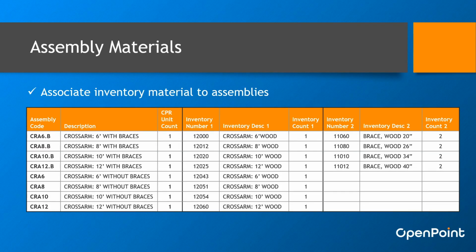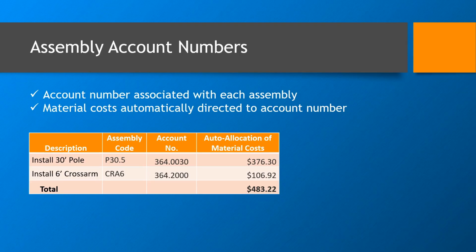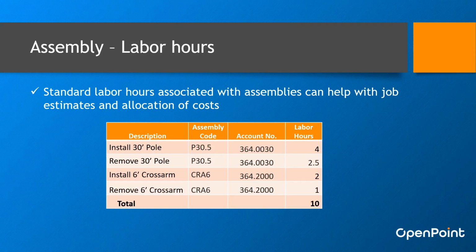Here we can see those assemblies expanded so we can see the material used, and we notice that the top 4 have multiple different types of material while the bottom 4 only have 1. So assembly account numbers. Account numbers are automatically associated with each assembly, and the material costs are automatically directed to that specific account number. Standard labor hours associated with each assembly can help with job estimates and the allocation of costs. Illustrated below is a record to install a pole, remove that pole, install a crossarm, and remove a crossarm. The time it takes to install and remove is tracked on the right and totaled for the work order.